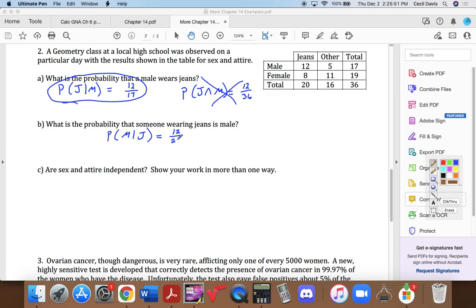So that's 12 over 20. So that's what, 60%? Yes. Are sex and attire independent? And again, probably not, but that's another story.